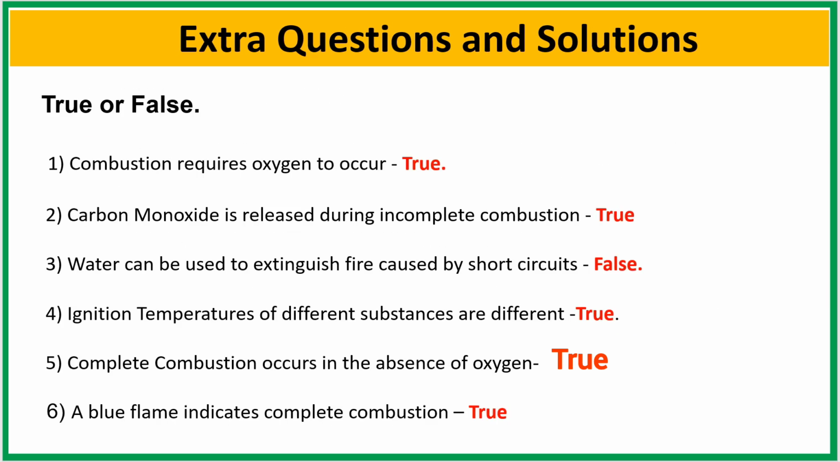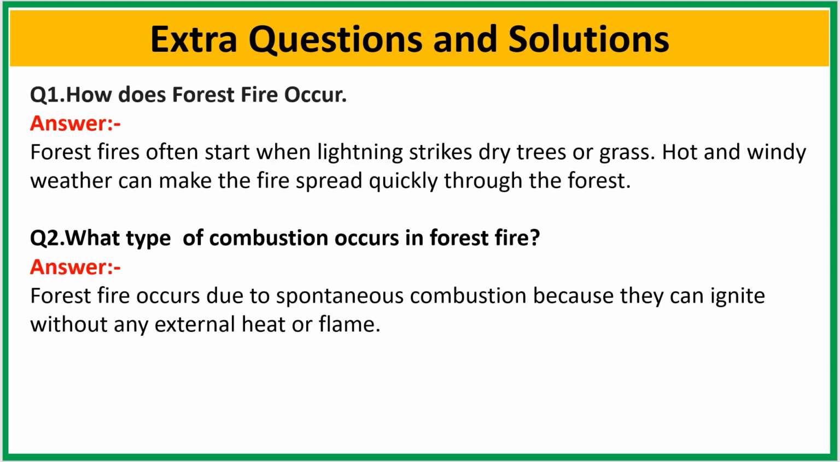Then third one, water can be used to extinguish fire caused by short circuit. The answer is false, because we cannot use water. Instead of water, we can use carbon dioxide. Then question number 4, ignition temperatures of different substances are different. True. Then question number 5, complete combustion occurs in the presence of oxygen. This answer is true. Then question number 6, a blue flame indicates complete combustion. True.